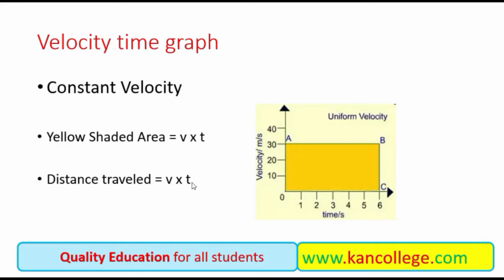So the distance traveled will always be equal to the area obtained from the velocity time graph, or the area under the curve of the velocity time graph. As we see, the yellow shaded area is equal to 30 cross 6, width into height. Area is always equal to width into height. Width is 6 and height is 30. So the total distance traveled by the body in 6 seconds with a speed of 30 meters per second will be equal to 180 meters.